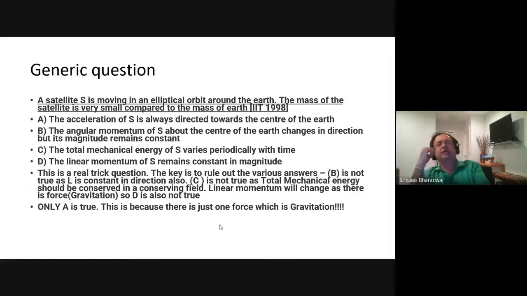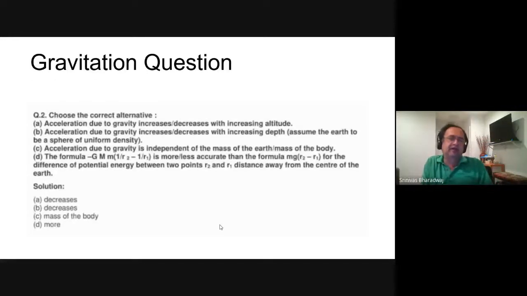The angular momentum is only constant in magnitude. Option B is not true because the angular momentum doesn't change direction. Both the direction and the magnitude are conserved. Only A is true. Okay. So now let's look at this one.